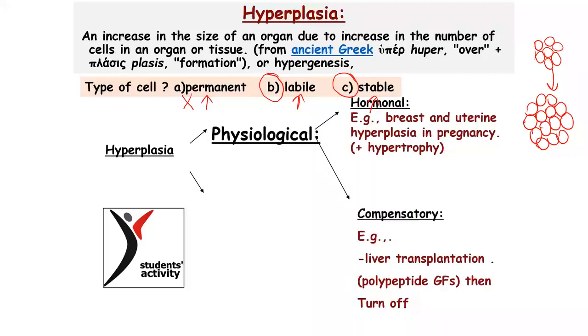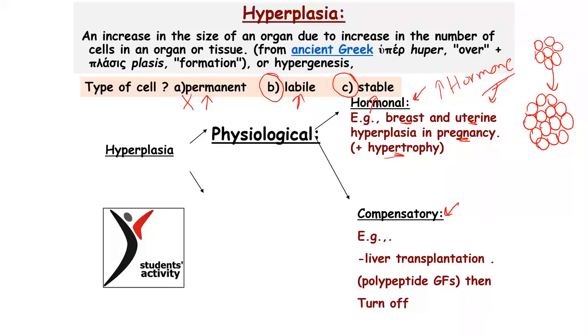Hyperplasia can be physiologic and can be pathologic. Physiological hyperplasia can be hormonal or compensatory. Hormonal hyperplasia means that I have increased hormone, and this will lead to stimulation of proliferation of the organ, as in the breast and uterus during pregnancy. In the uterus I have also associated hypertrophy. So in breast and uterus I have hyperplasia occurring during pregnancy due to hormonal stimulation, and this is physiologic, of course.